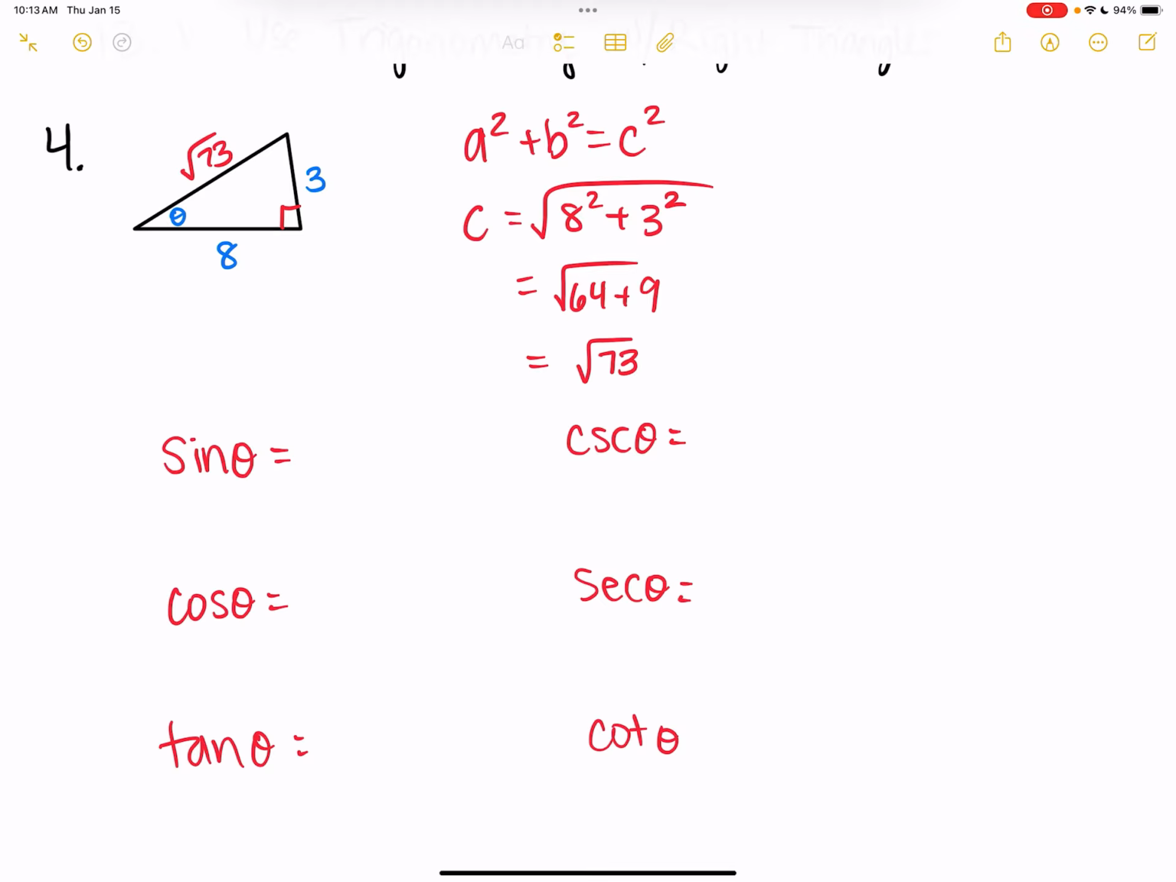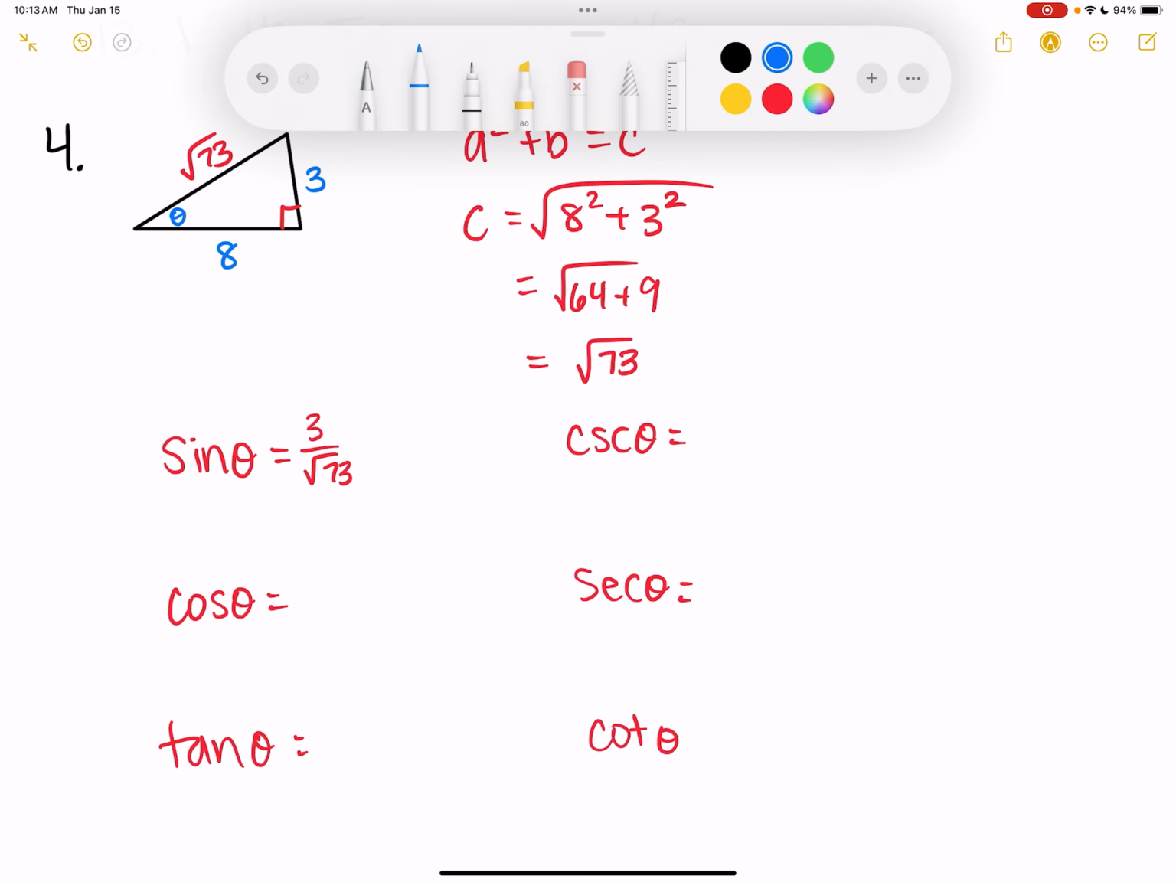All right, so we're looking at this angle. Sine is opposite over hypotenuse, so that's going to be 3 over the square root of 73. As you may have guessed, we cannot leave it this way. We cannot have a radical on the bottom, so we have to rationalize it. We multiply by the square root of 73 over the square root of 73. I'm not always going to write this step because eventually you'll just get used to doing it. But my final answer then is 3 root 73 over 73.